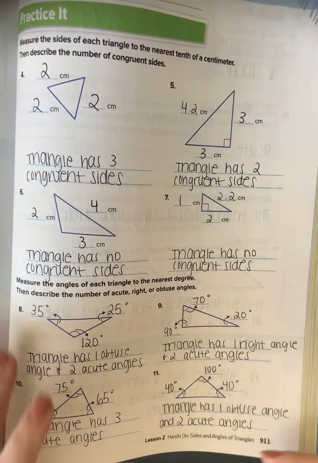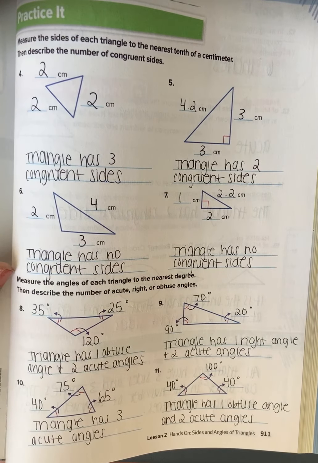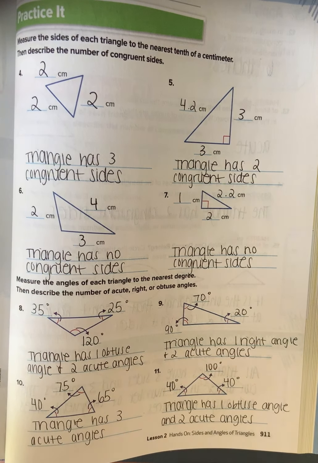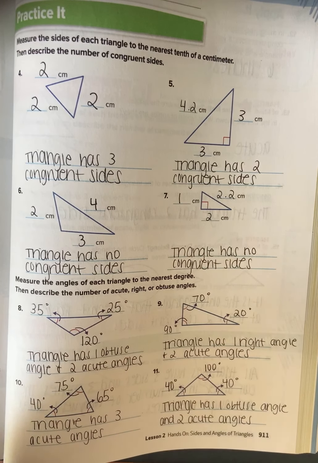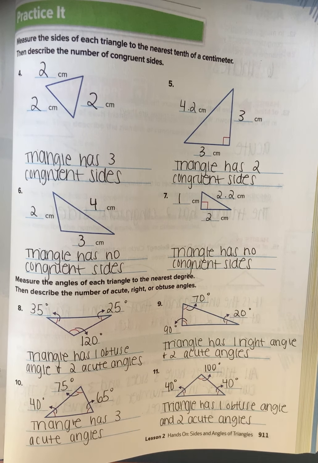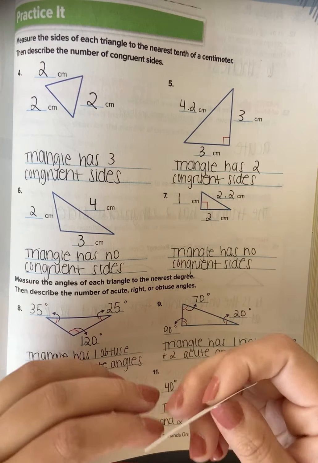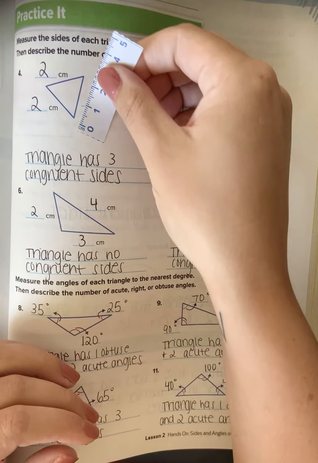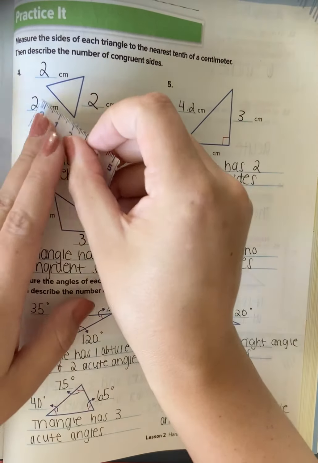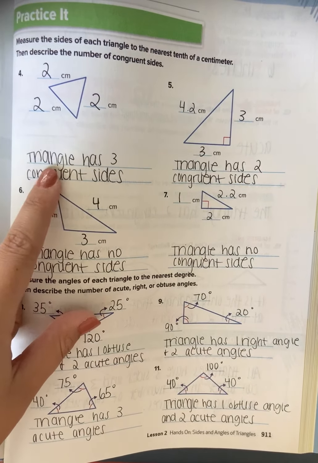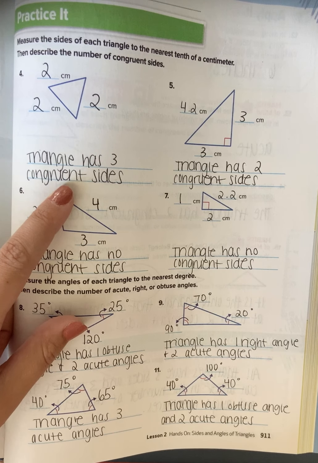All right, moving on to this next page. I'm going to skip this page because it's about angles, and I'm really not worried about angles right now. So I'm just going to focus on this top section here. So for the practice it section, it says measure the sides of each triangle to the nearest tenth of a centimeter, then describe the number of congruent sides. So more specifically, we have to do what we just did on the front, but then talk about the sides. So this was 2, 2, 2. So this is a triangle that has 3 congruent sides.